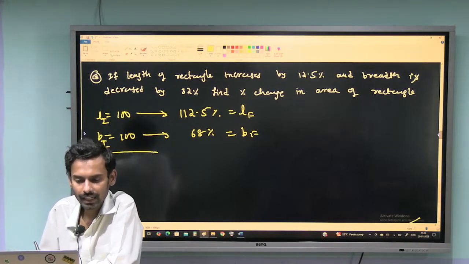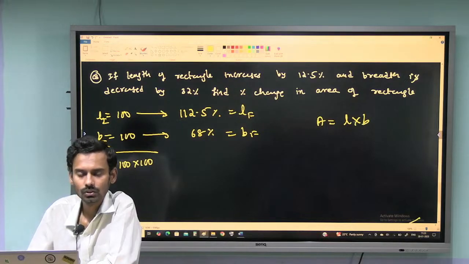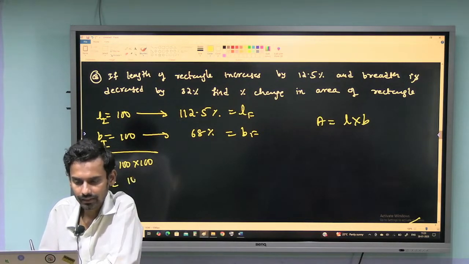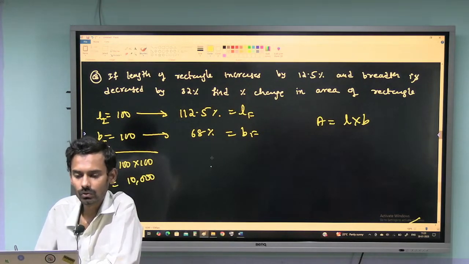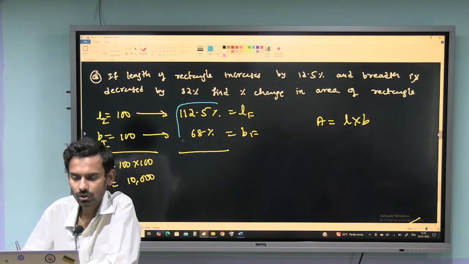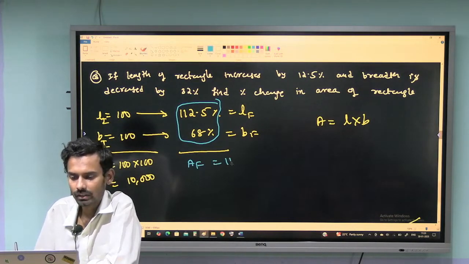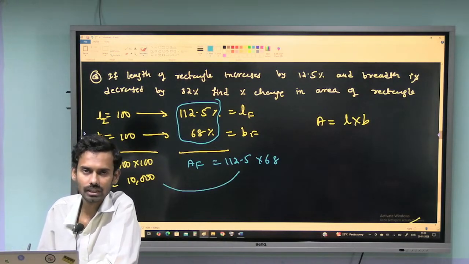So if I want to calculate, initial area will be 100 into 100, because area of the rectangle is nothing but length into breadth. So 100 into 100, it will be 10,000. Now if I calculate this, this will be a bit calculative. If I want to multiply this, we may do that final, which is 112.5 into 68, you will get the answer. Again I need to compare these two and I should get the answer.